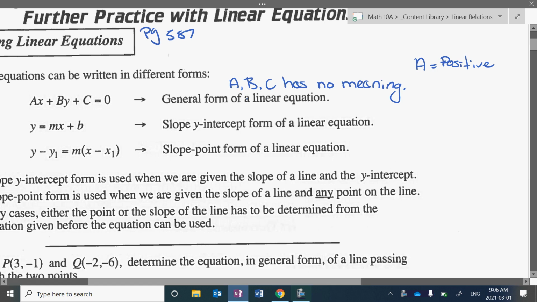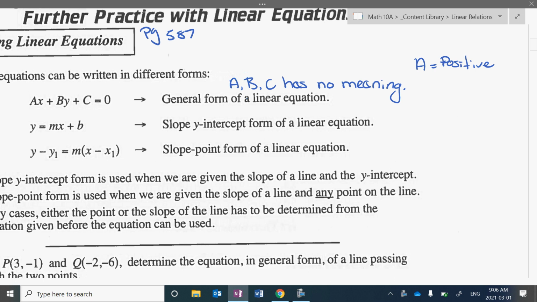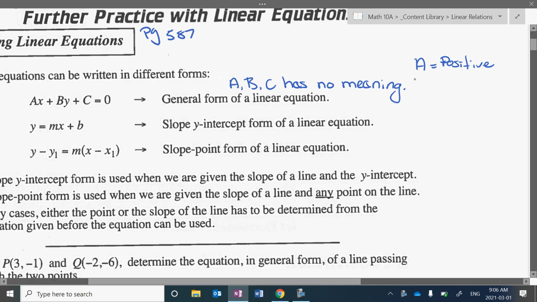Okay, so quick review. General form: A has to be positive, A, B, and C have no meaning, and there's one other caveat. Hello? Good. So the better word is integers, because a whole number doesn't include negatives, and B and C could be negatives. I like just saying no fractions.